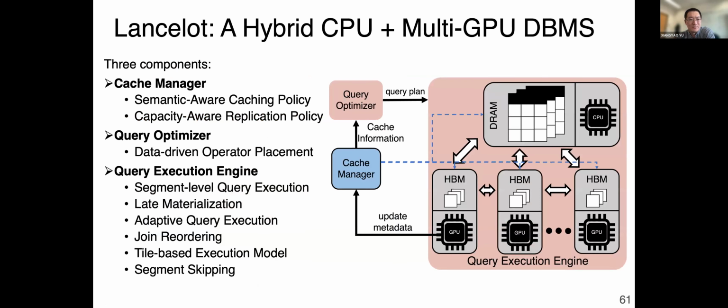So at a high level, the system we build is very similar to Mordred in terms of the architecture. There's a cache manager, there's a query optimizer, and the query execution engine becomes more complicated because you have multiple GPUs. It's like a distributed system by itself. We have done a bunch of optimizations here. Some of those are very similar to the Mordred paper, but there are some more optimizations specific to distribution.